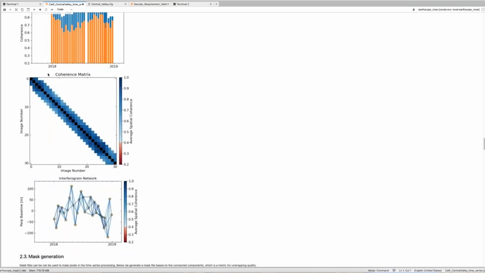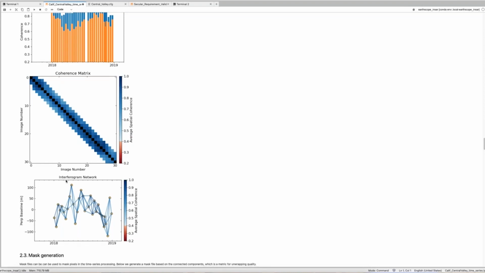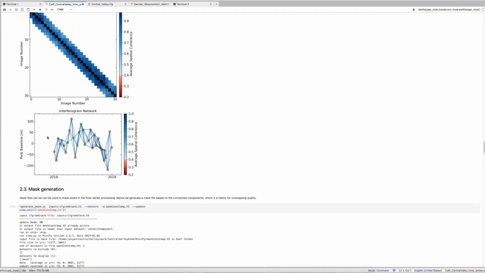This plot here shows the coherence matrix. That's the coherence for each one of the pairs. It's all here in the blue. It means that the coherence of all these interferograms is high and they're good quality. And the bottom plot here shows the network. Each one of these lines is one of the interferometric pairs connecting the dots where the dates of the acquisitions are. And you can see for this purpose, we're using the interferograms that have short time intervals, not long time intervals, because this is an agricultural area where the long time intervals tend to lose coherence.